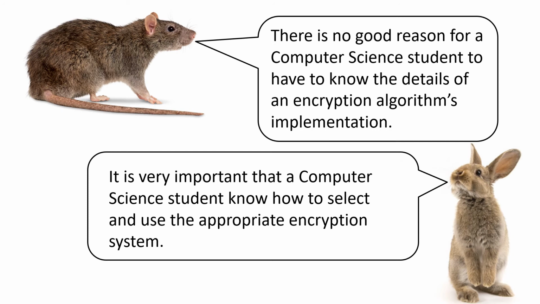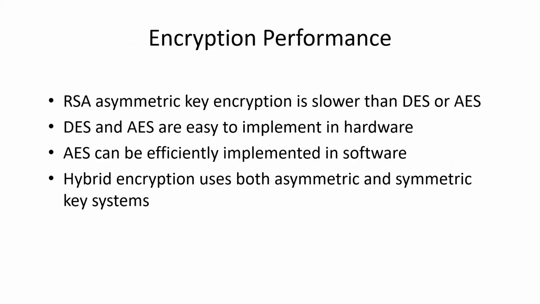Remember, there ain't no good reason for a computer science student to know the details of an encryption algorithm. It is very important that a computer science student know how to select and use the appropriate encryption system. RSA, with all its raising numbers to a very large power, is slower than the secret key or private key algorithms like DES or AES. The secret key algorithms are relatively easy to implement in hardware, and in fact your Intel processor and I believe your ARM processors both have hardware to assist in encoding and decoding the AES algorithm.